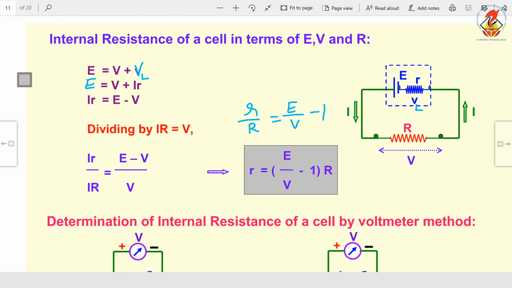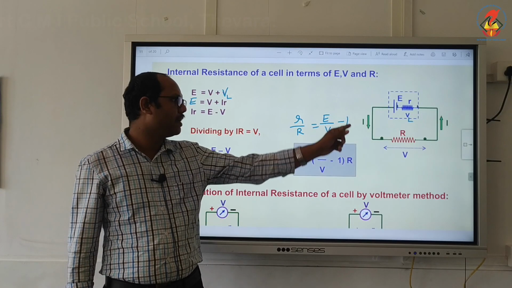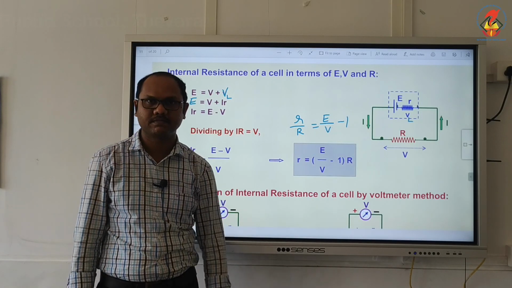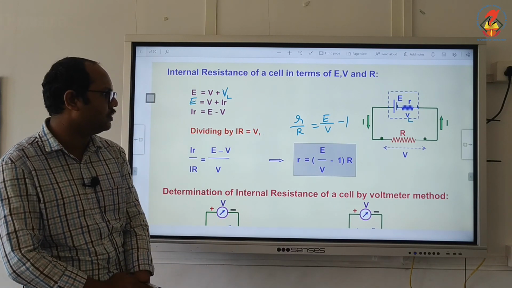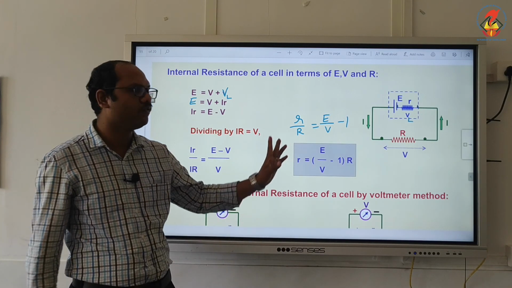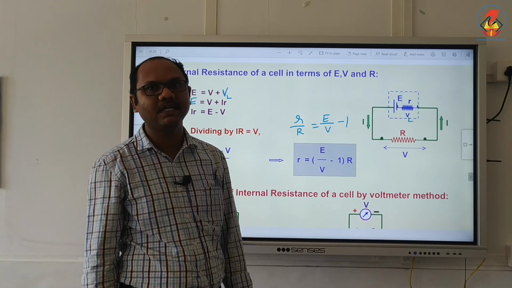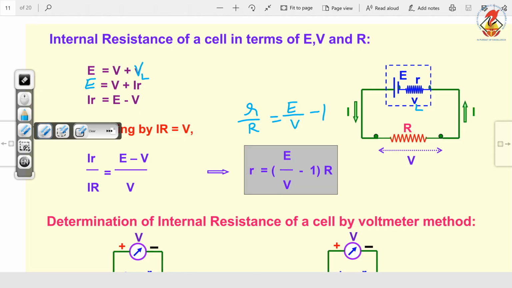So, from here, what is small r? E by V minus 1 into capital R. Okay. So, this is the equation to find the internal resistance of a cell. So, please note down this.